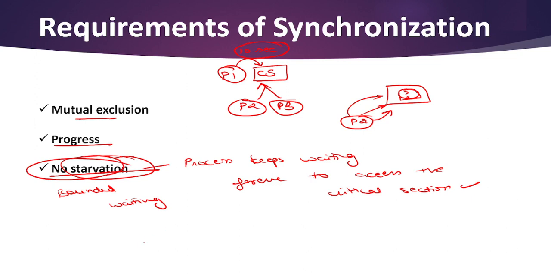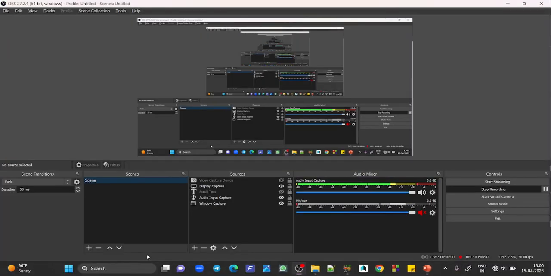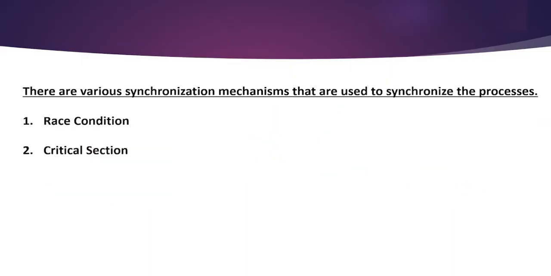Here, a process should not wait forever to enter inside the critical section. When a process submits a request to access the critical section, there should be a limit or bound on the number of other processes that are allowed to access the critical section before it. After this bound is reached, the process should be allowed to access the critical section. So this is bounded waiting. These are the requirements of using synchronization in operating system.